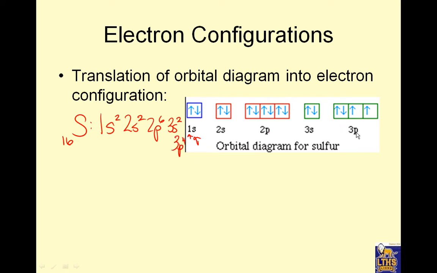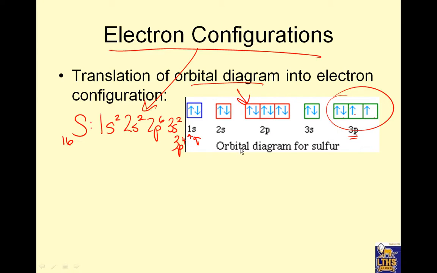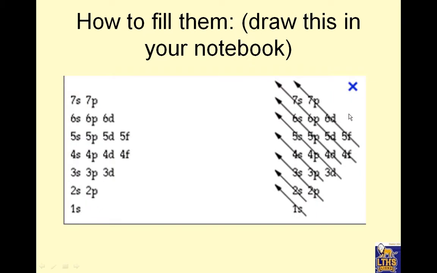Why do I stop at 3p4? Because the 3p sublevel only has 2, 3, 4 electrons in its set of 3 orbitals. Okay, so an electron configuration looks like this. An orbital diagram looks like this, or it's going up the page, but sometimes we write it across because it fits a little better. Okay, so you should draw this in your notebook, because how are we going to ever remember which orbitals to put the electrons in? Well, write this out first, okay?